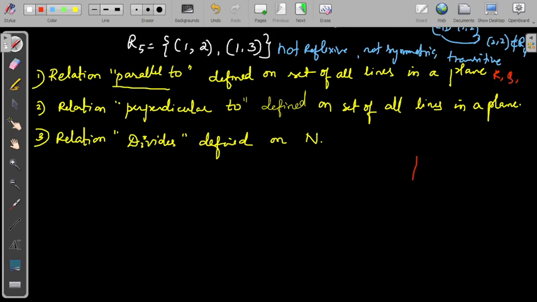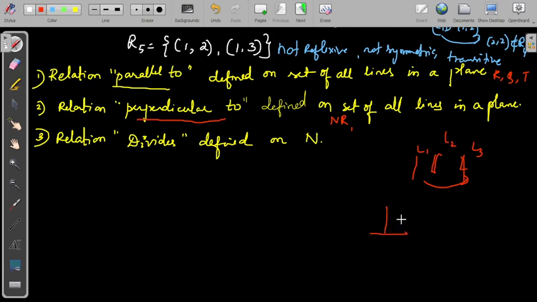If L1 is parallel to L2 and L2 is parallel to L3, then automatically L1 should also be parallel to L3. So it is transitive also. The parallel to relation is reflexive, symmetric, and transitive. Now the perpendicular relation is defined on the set of all lines in a plane. Every line is perpendicular to itself, which is not possible. So you can't say that it is reflexive. It is not reflexive. Every line can't be perpendicular to itself.